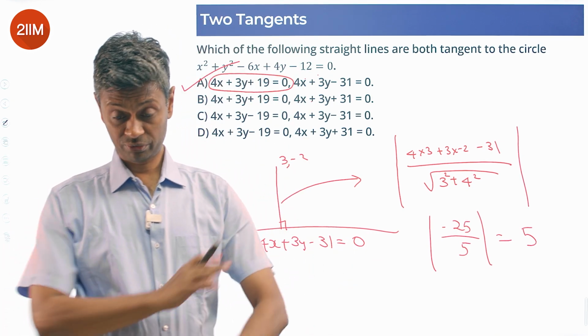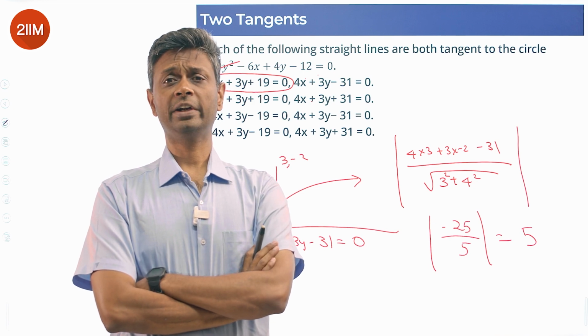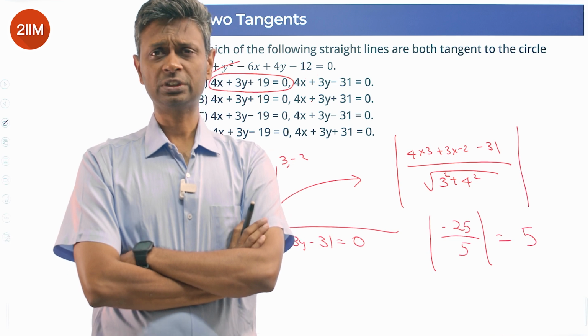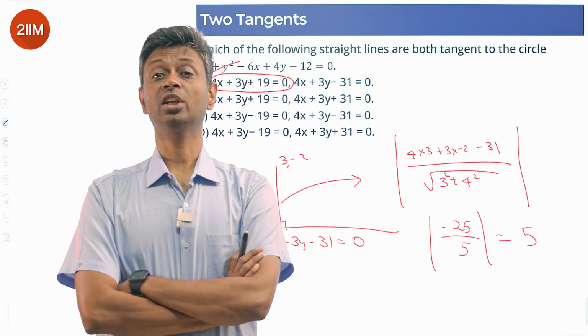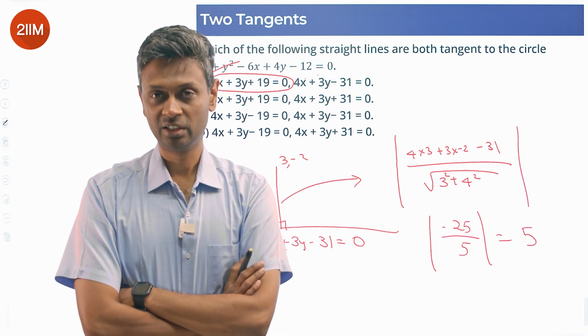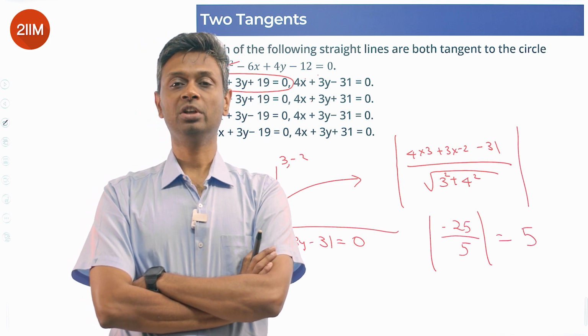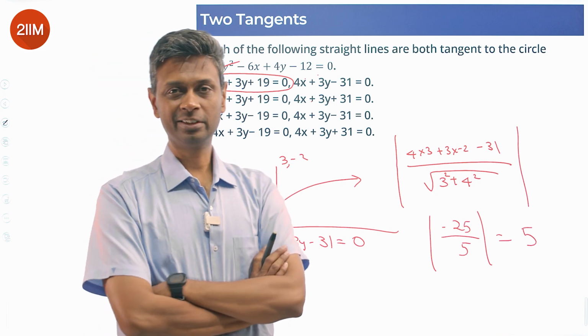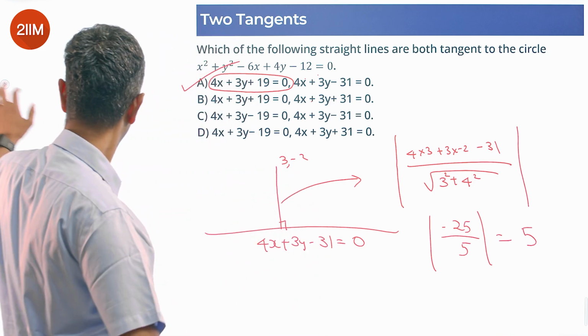What you're doing here, from center of the circle, finding the distance to this line, perpendicular distance. From center of a circle, perpendicular distance to a straight line, if it is equal to radius, then said straight line has to be a tangent to the circle. So plugging that in and then simplifying it through choice A.